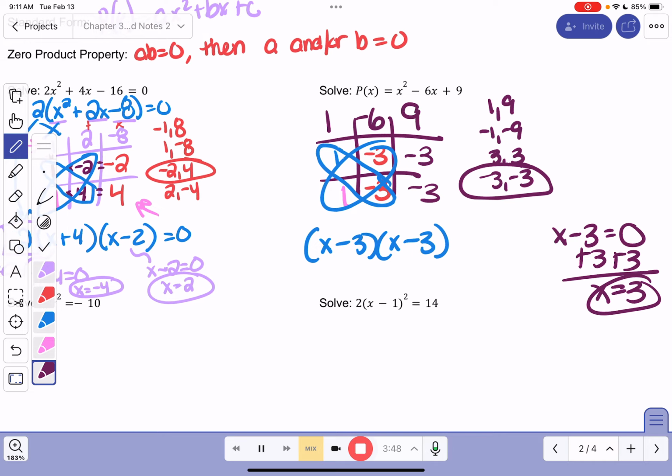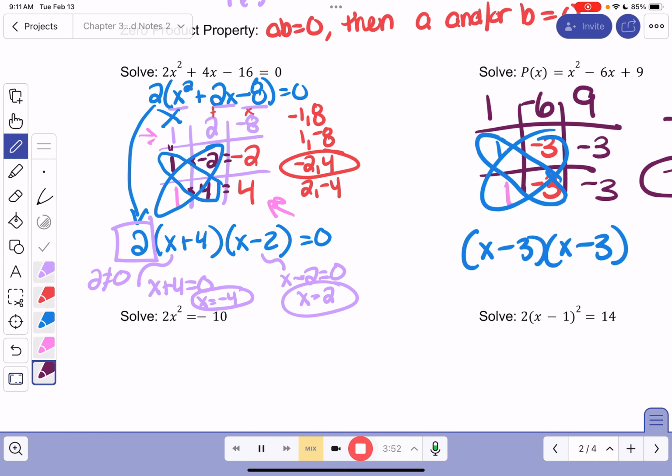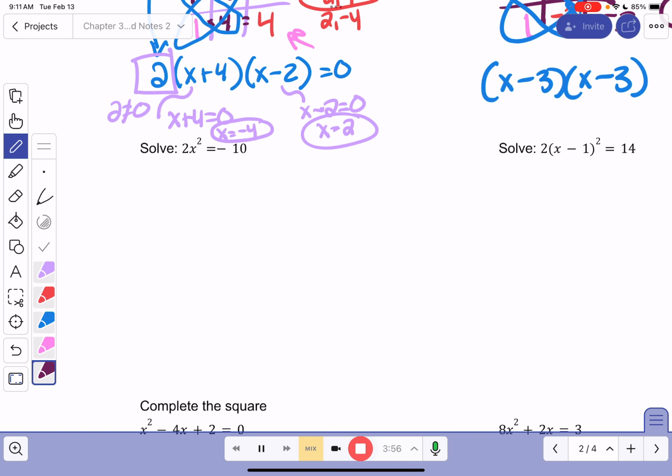All right, so when it says solve and sets it equal to 0, then that's one way to do it. Another way is if there's only one x and there isn't the x squared and the x, there's just the one of them, you can just solve using algebra. You don't have to factor.